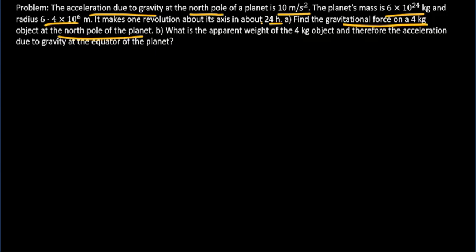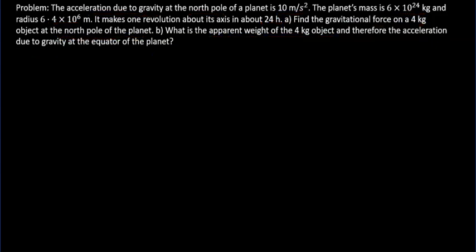So when the object is at the north pole of the planet, what is the gravitational force or the weight of the object at that location? Part B. What is the apparent weight of that 4 kg object at the equator, and therefore the acceleration due to gravity at the equator of the planet?